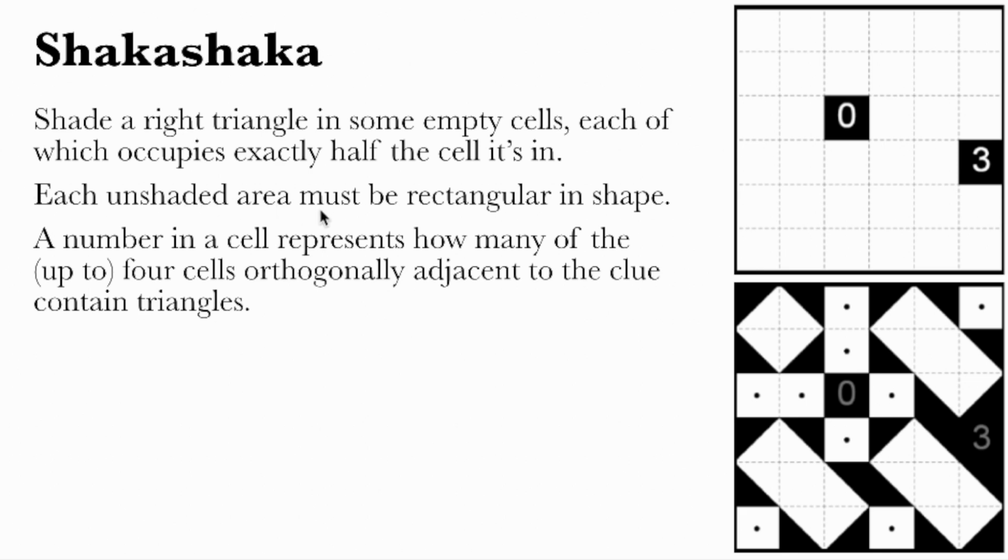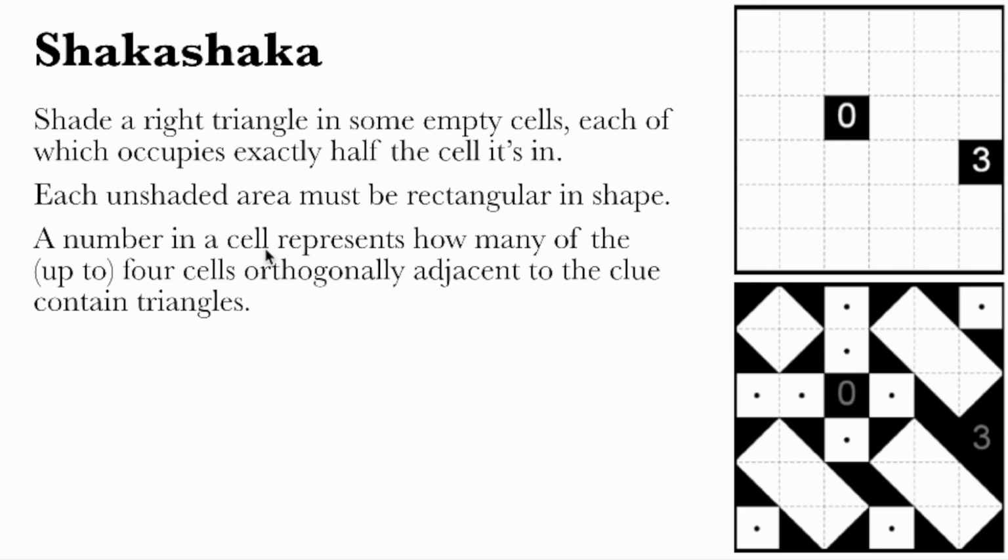Each unshaded area must be rectangular in shape. This is the tough rule to get your head around in this puzzle type, but if you look at the example solution, it is visually pretty clear. Those rectangles in particular may be oriented the typical way, or maybe at a 45-degree angle due to the way we're shading right triangles in these cells. So this is a valid rectangle, this is a valid rectangle, squares are valid rectangles as well.